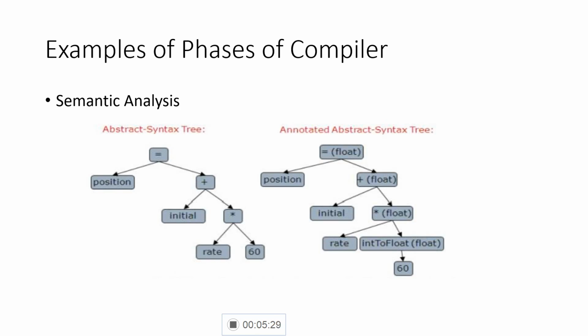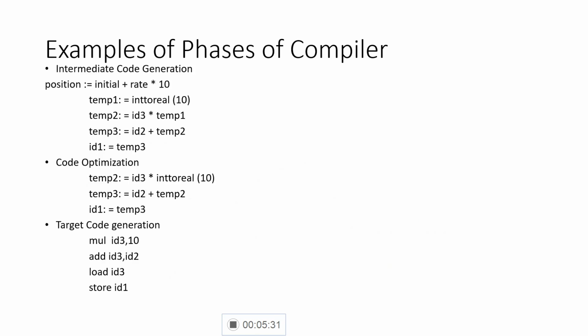So this annotated abstract syntax tree is going to be the input for our fourth phase, that is intermediate code generation. So intermediate code generation is going to write the source code using the three address code. So position colon equal to initial plus rate star 60. First, this star 60, that integer value, according to our annotated syntax tree, first it has to convert that integer into real. So it is converting this 10 into real.